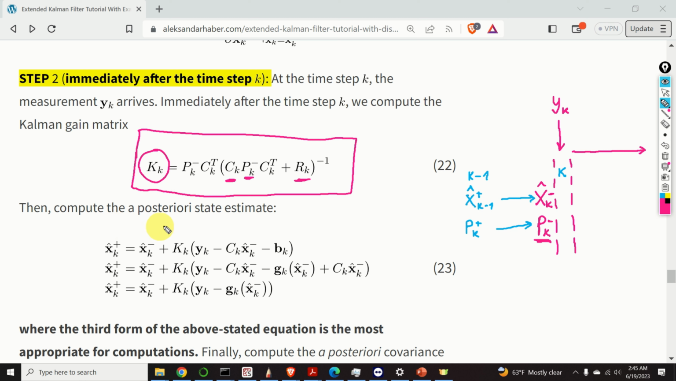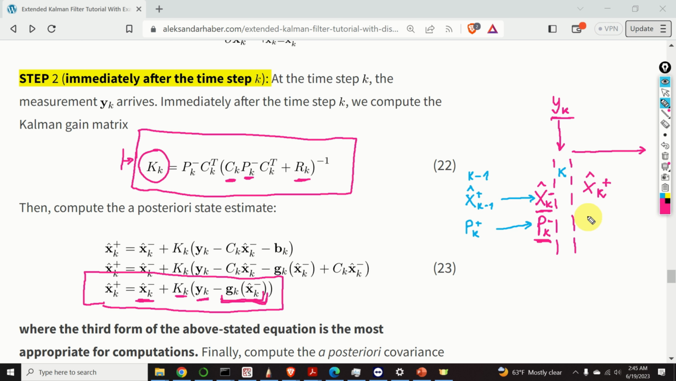Then, we can compute the a posteriori state estimate. We use this equation to compute the a posteriori state estimate. We simply take the a priori state estimate, that is this quantity, we take our Kalman filter gain, we take the output, and we take the nonlinear output equation. By using these quantities, we can compute x k plus hat. That is, we can compute the a posteriori state estimate.